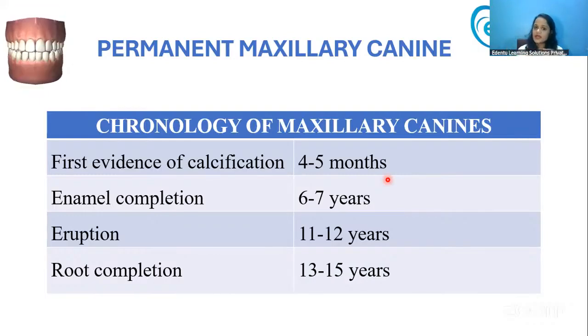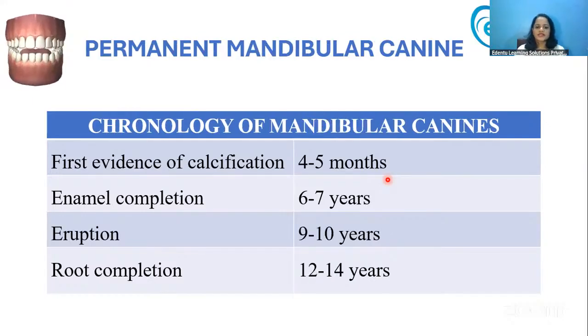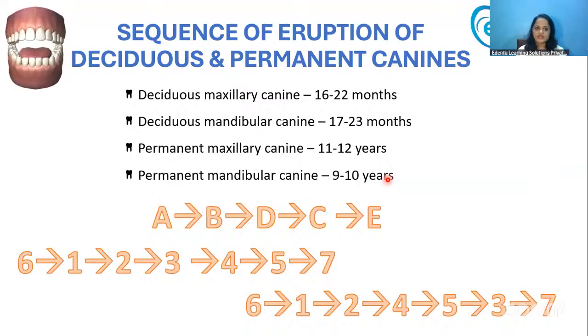Or compare the maxillary first molar and the maxillary second molar. Things will be easier. Then the incisors also: compare the central with the lateral. Premolars also: compare the first premolar with the second premolar. It will be much easier, and you will be able to retain the information easier also. So always make tables for dental anatomy. These comparison tables are really important. So that's about the chronology of the maxillary and the mandibular canines.